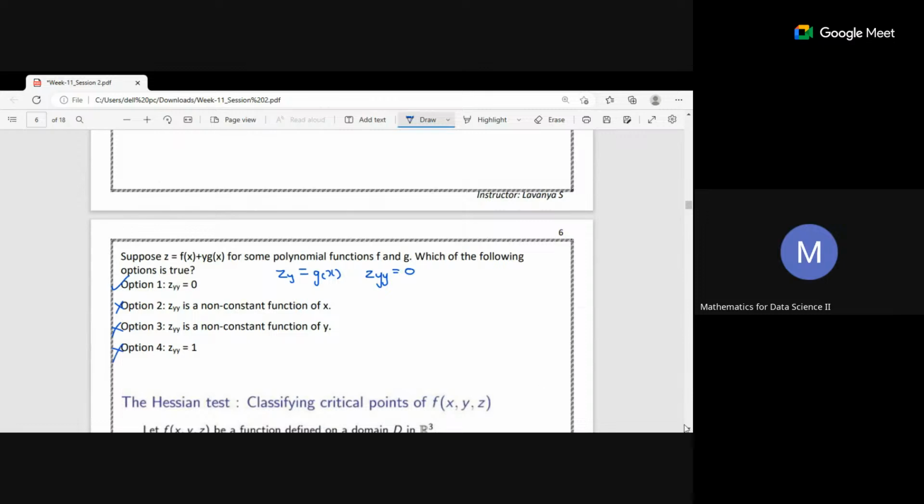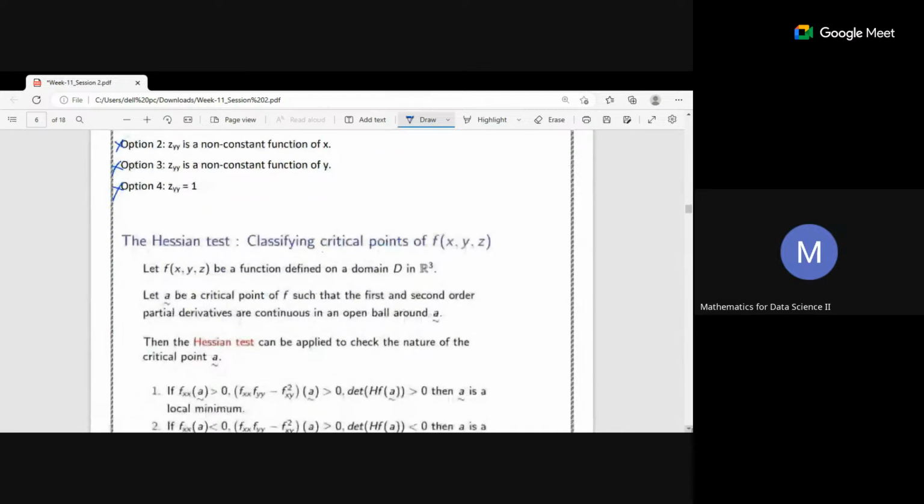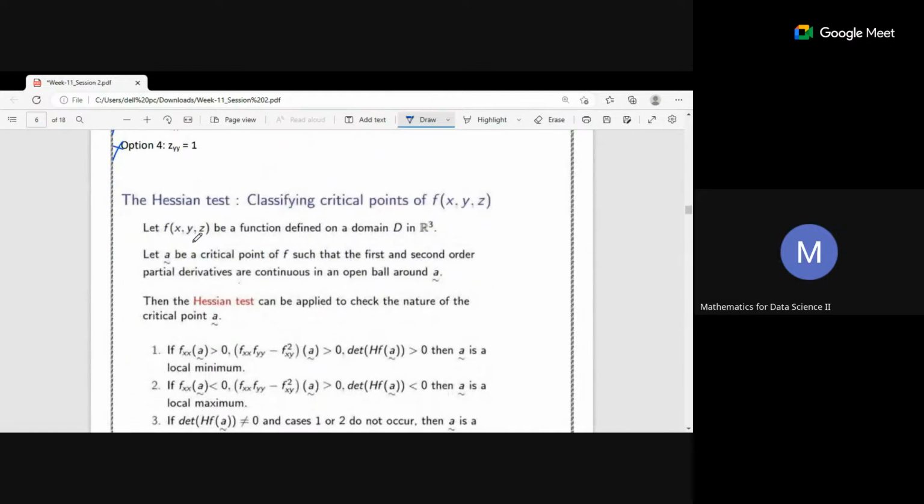Okay. So we have seen quite some examples for understanding Hessian test for functions of 2 variables. Now let us move on to Hessian test for functions of 3 variables. Okay, fine. So now let f of x comma y comma z be a function defined on a domain D in R3. Let A tilde be a critical point of f such that the first and second order partial derivatives are continuous in an open ball around A tilde. Then the Hessian test can be applied to check the nature of the critical point A tilde.